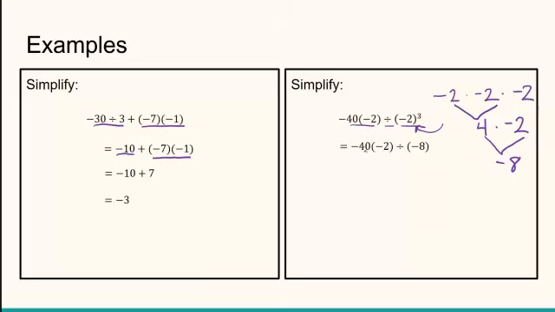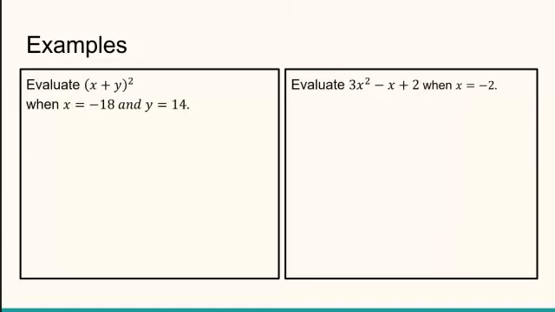All right, so now I have multiplication and division, and I do that in order from left to right. So I will do negative 40 times negative 2. The signs are the same. That's going to be positive. Divided by negative 8. The signs are different. My answer is negative 10. Let's do a couple more. Let's do some evaluation problems.